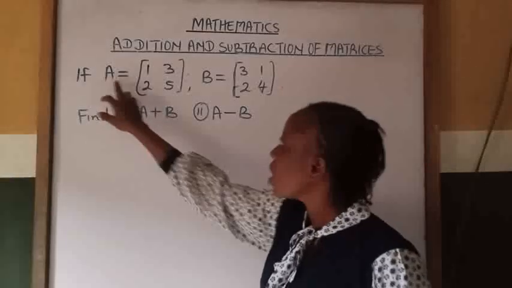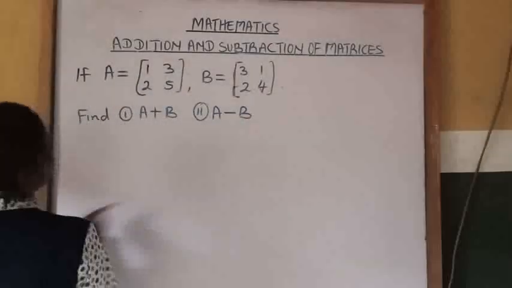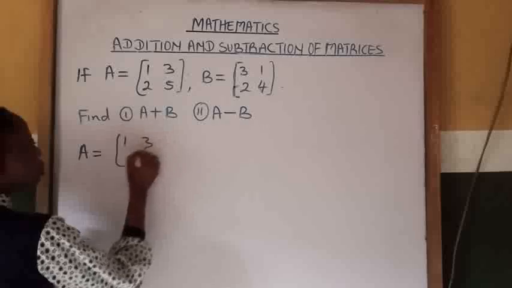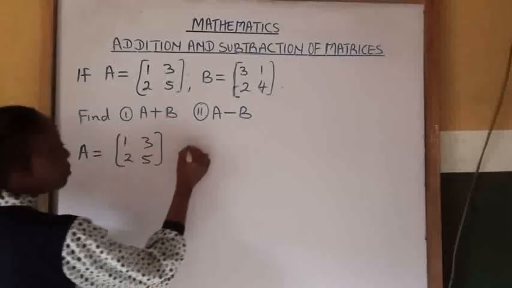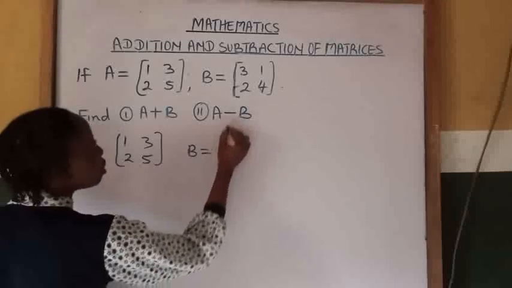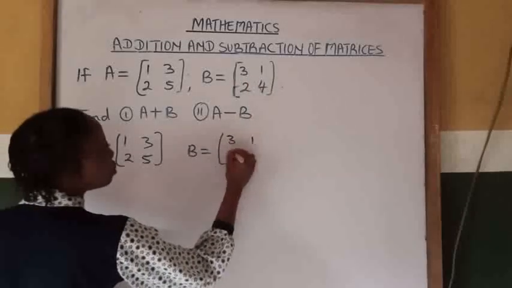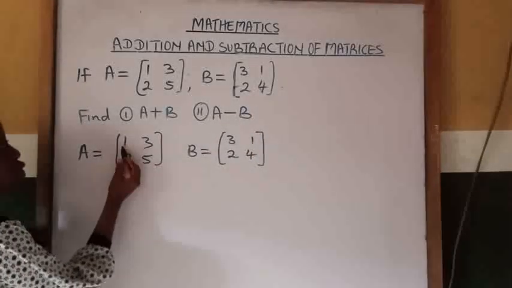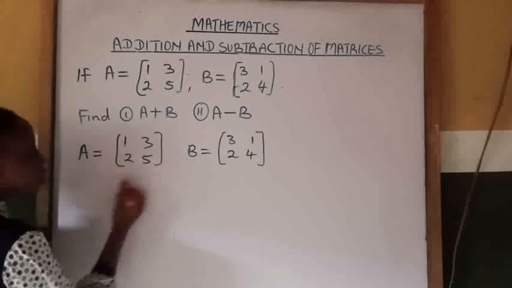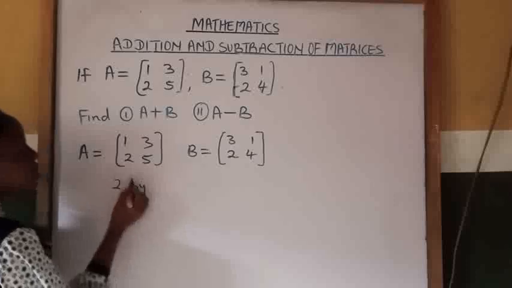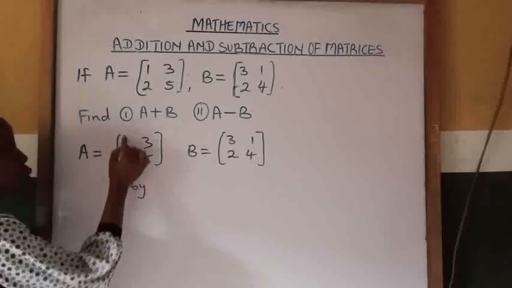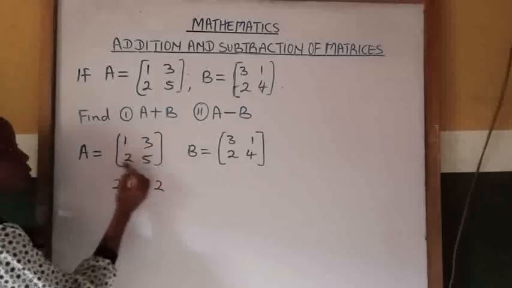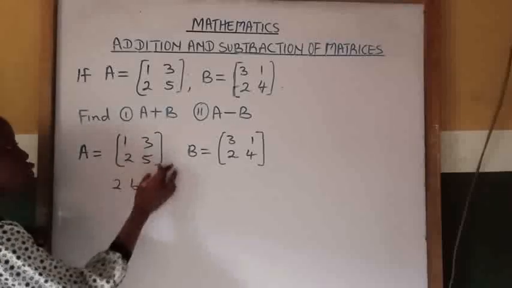We have matrix A and matrix B. Matrix A consists of the elements 1, 3, 2, 5. Matrix B consists of 3, 1, 2, 4. So what type of matrix is this? How many rows do we have? 1, 2. So we call it 2 by. How many columns? 1, 2. So we call it a 2 by 2 matrix because we have 2 rows and 2 columns.